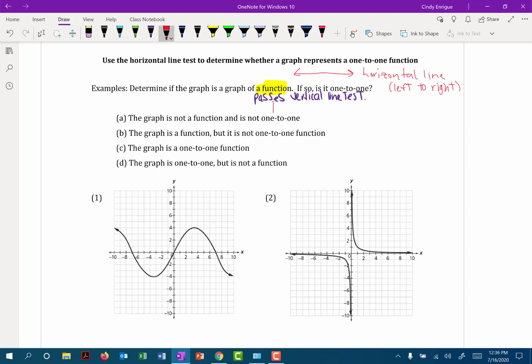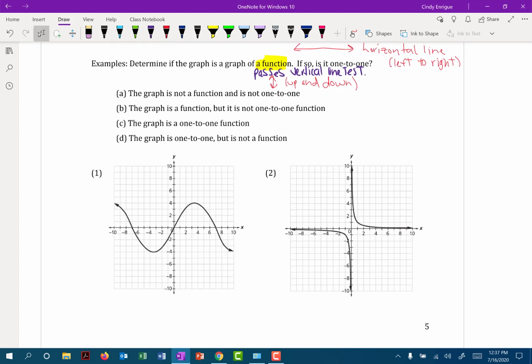And the vertical line goes straight up and down. So that determines whether or not it's a function, and then the one-to-one does the horizontal. So let's take a look. Let's see whether or not this is going to be a function. So if I were to draw any vertical line, it crosses it once. So I can definitely say that this is a function.